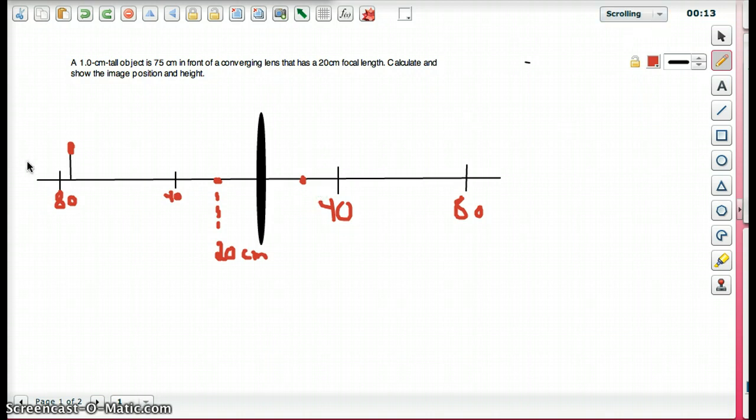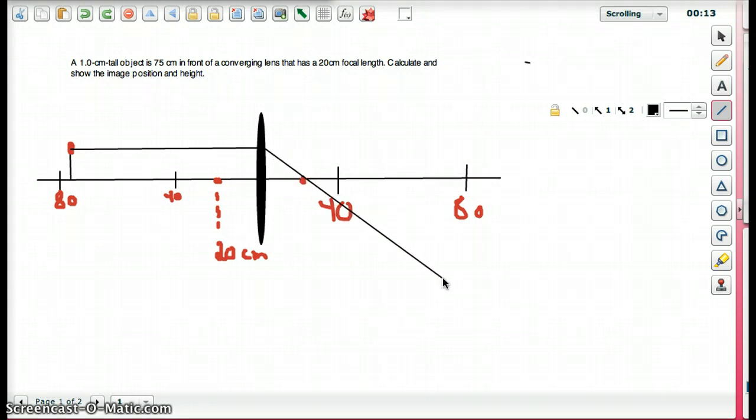So, our object is this candle. I know it doesn't really look like a candle, but I'm not an artist. Alright, so we draw a ray from the tip of the candle to the lens. Now it's parallel to the x-axis, and that ray gets refracted right down through the focus, like that.